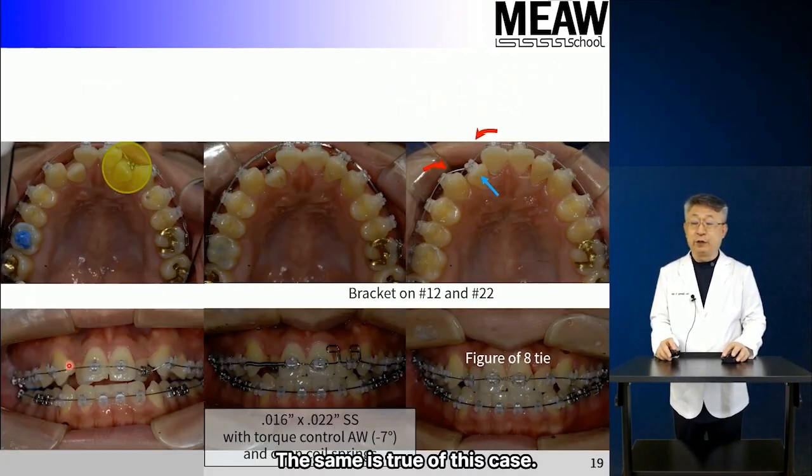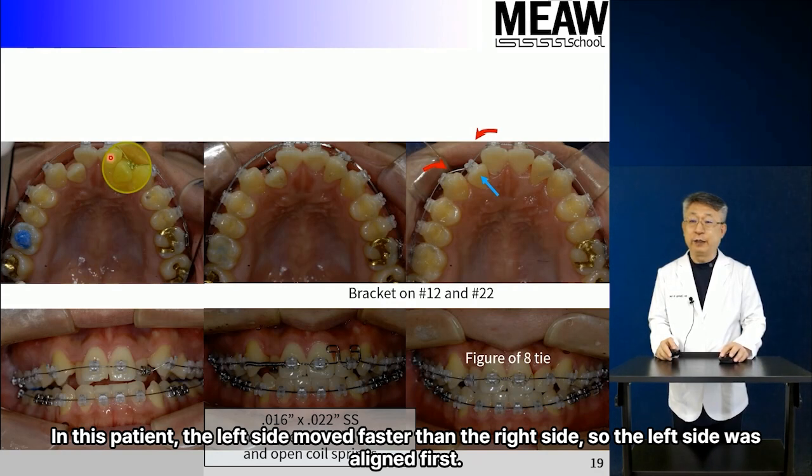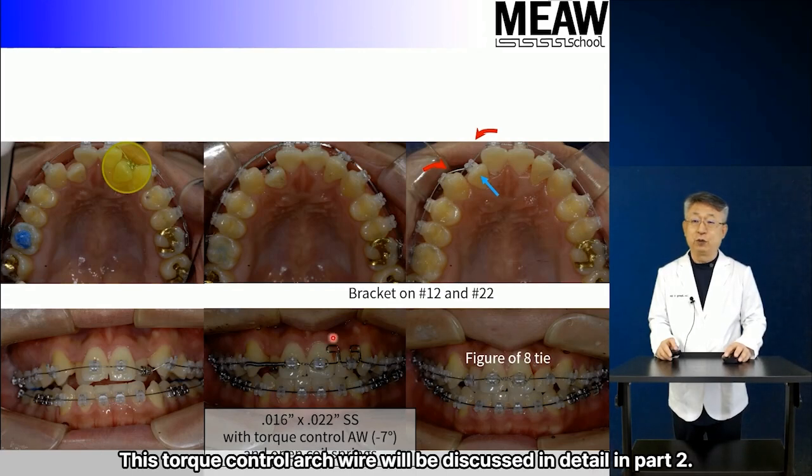The same is true of this case. When the teeth are moved, the movement patterns of the left and right sides are different. In this patient, the left side moved faster than the right side, so the left side was aligned first. After the left side was aligned, a torque control arch wire was inserted. This torque control arch wire will be discussed in detail in Part 2.